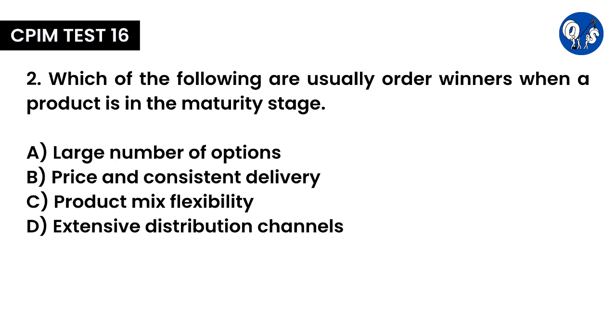In the mature stage of a product's life cycle, price and consistent delivery are usually order winners. Not only does delivery need to be consistent, but speed will also aid in winning orders.